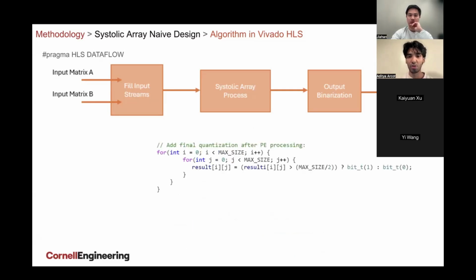But since the output is also binarized, we have a final quantization step, and the way that is being done in the PE is we go check each register, and if it is greater than half of the max size, then it is assigned 1, and if it is less than half of the size, it's assigned 0.